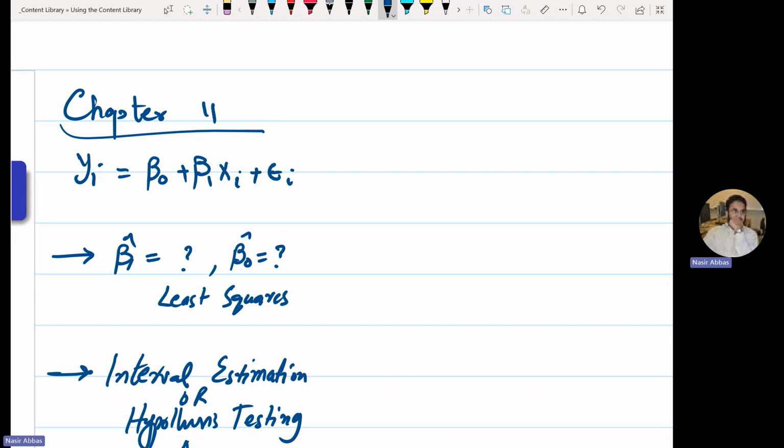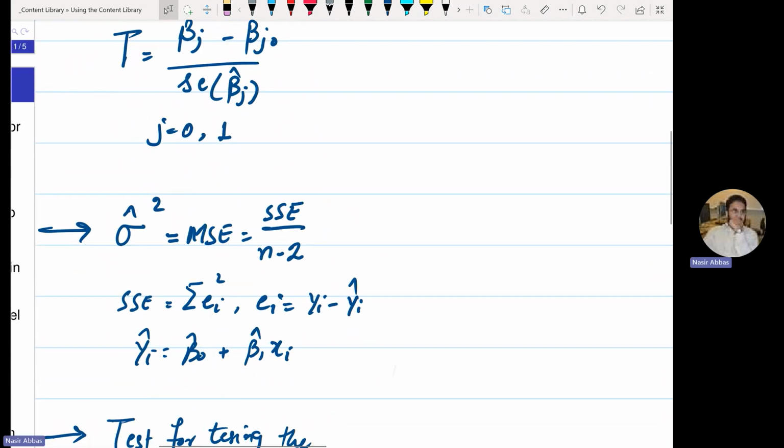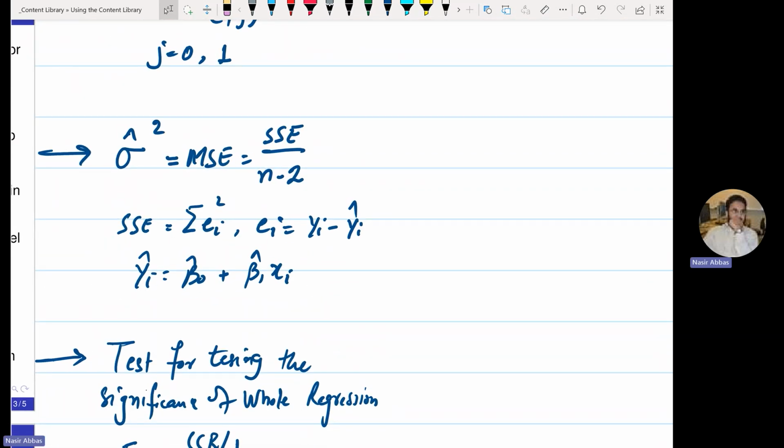Then to move towards the interval estimation or hypothesis testing, you define the t statistics. Within these t statistics, there was unknown sigma. You estimated that using MSE. There was a longer way of getting MSE and there was a shorter way of getting MSE. The longer way is to get the residuals, square them, and all that. And the shorter way was to find SST minus SSR, the shorter way of getting SSE.